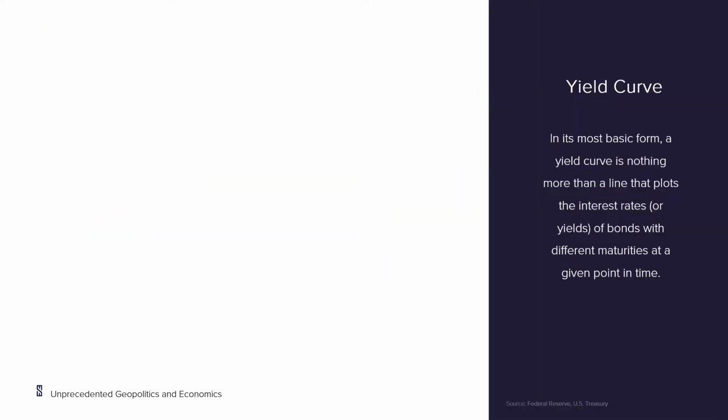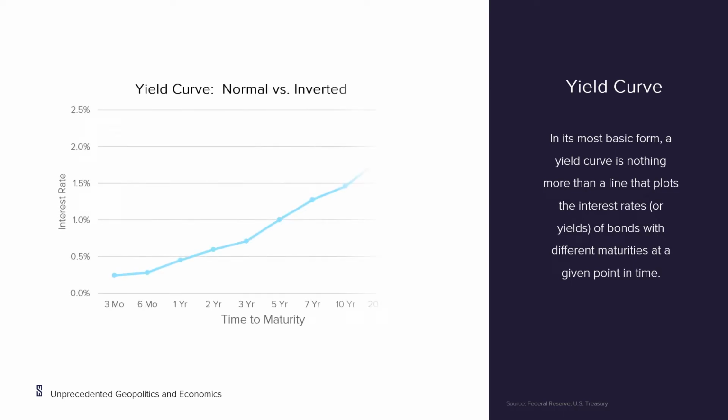Moving on to interest rates, there's currently a lot of concern about the yield curve. As a reminder, a yield curve is nothing more than a line that plots the interest rates, or yields, of bonds with different maturities at a given point in time. Plotted here, we have a yield curve from the third quarter of 2016. It is what we call a normal curve. As the holding period increases from 3 months all the way to 30 years, so does the interest rate. In this case, an investor is rewarded for tying up their money for larger periods of time.